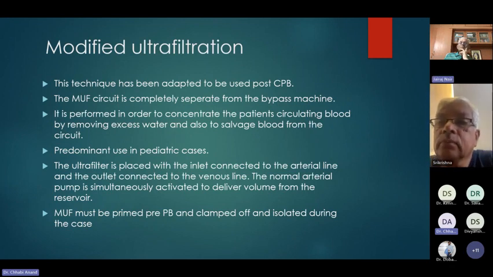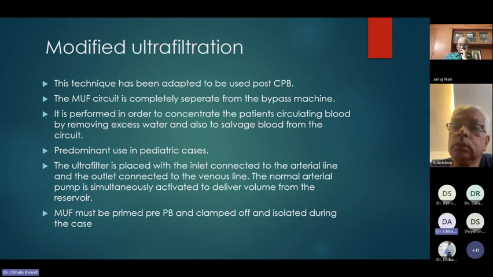The ultrafilter is placed with the inlet connected to the arterial line and the outlet connected to the venous line. The normal arterial pump is simultaneously activated to deliver volume from the reservoir. MUF must be primed pre-pulmonary bypass and clamped off and isolated during the case.